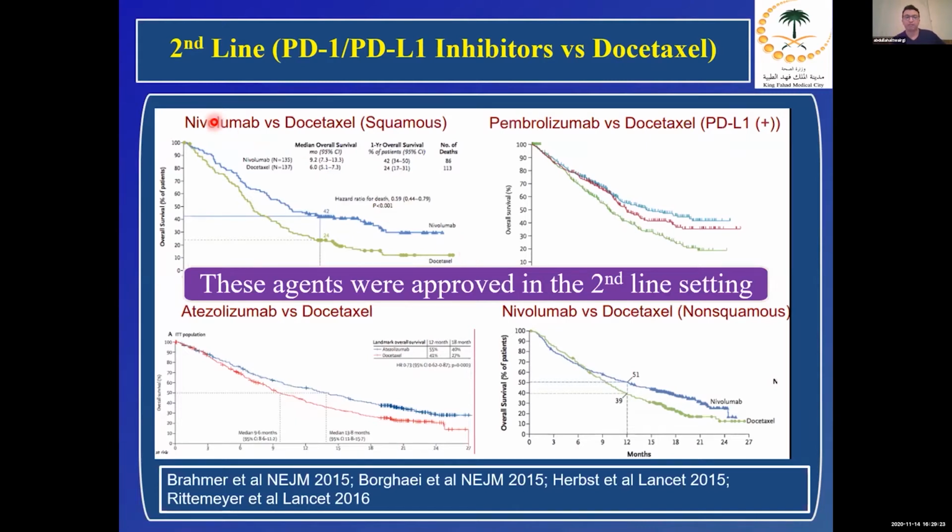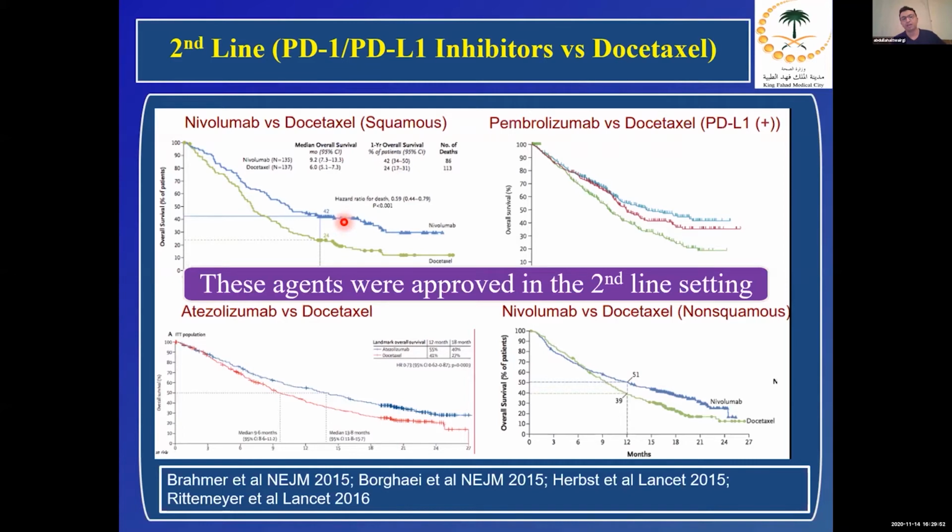We have data for Nivo as a checkpoint inhibitor. We have data for Pembro and Atezo. For Nivo, we have two separate trials for squamous and non-squamous regardless of PD-L1 expression. We have Atezo compared to docetaxel regardless of PD-L1 expression, and we also have Pembro in PD-L1 positive tumors. All of those trials showed that checkpoint inhibitors are better than chemotherapy in terms of survival.